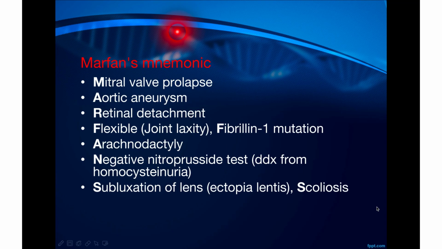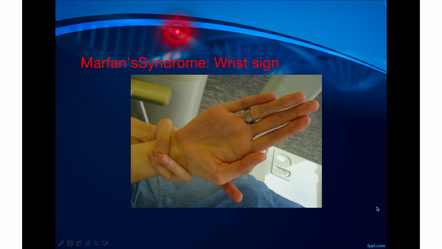And next, the A is arachnodactyly, the really long fingers, and also negative nitroprusside test. This is a differential diagnosis that we use for homocystinuria. Usually with homocystinuria, we're going to have a positive test, but in this case, we're going to have a negative nitroprusside test. And also N is for subluxation of the lens, which is the upward displacement of the lens, known as ectopia lentis. And also the S can stand for scoliosis.